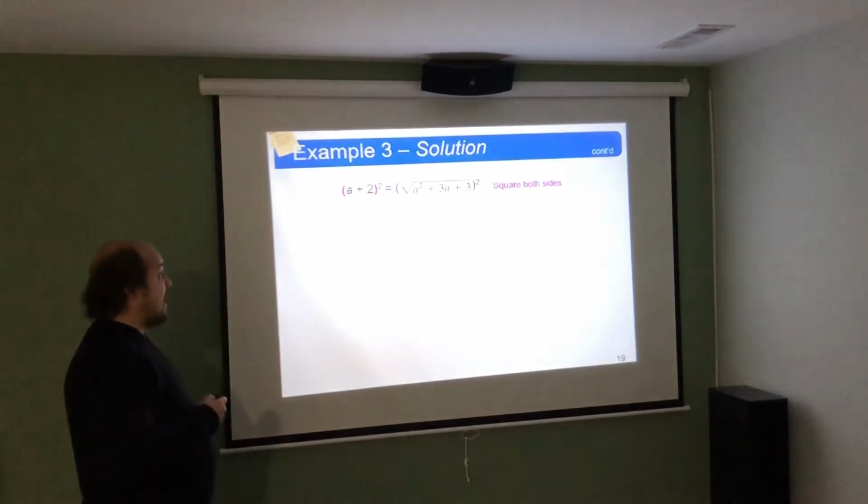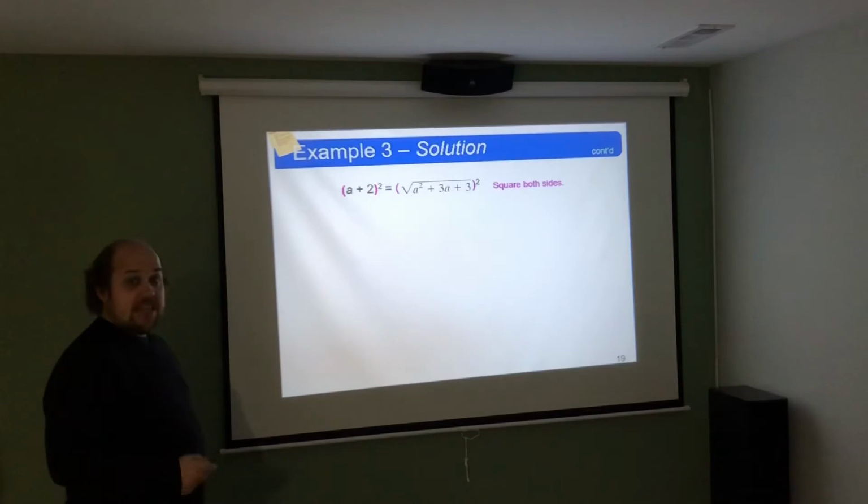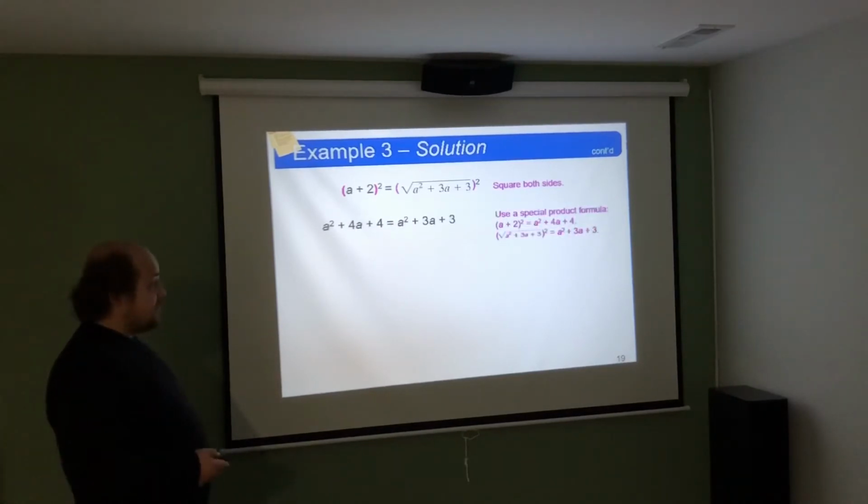You want to see the a plus 2 quantity squared as a plus 2 times a plus 2. If you see it that way, a plus 2 times a plus 2 gives you a squared plus 4a plus 4, because you also have 2 times a and a times 2 being added together to create this middle term.